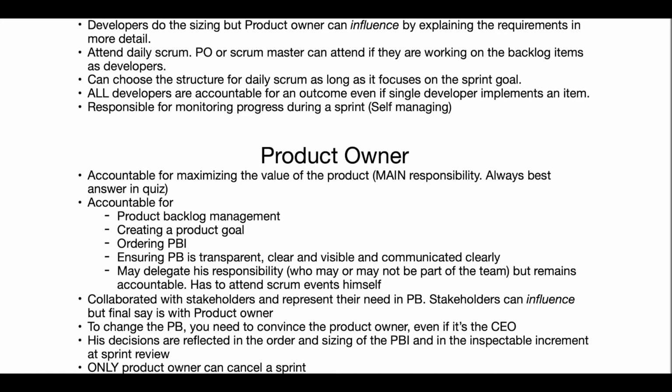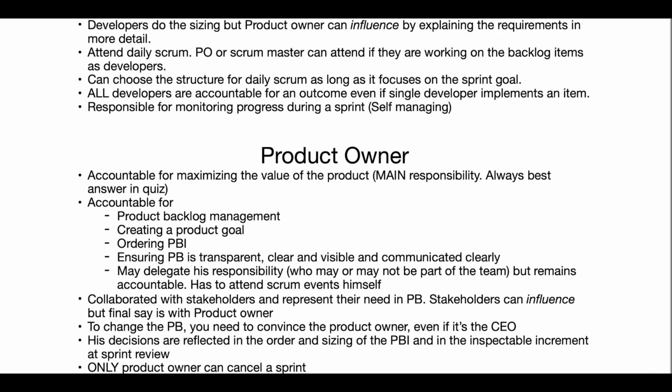Product owner. They are accountable for maximizing the value of the product, which is the main responsibility. Always the best answer in quiz. Accountable for product backlog management, creating a product goal, ordering product backlog items, ensuring product backlog is transparent, clear, and visible and can be communicated clearly. May delegate their responsibility who may or may not be part of the team but remains accountable, has to attend Scrum events himself.